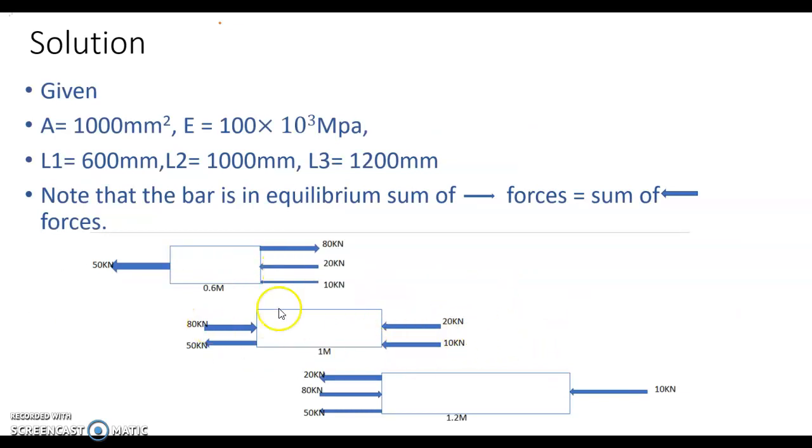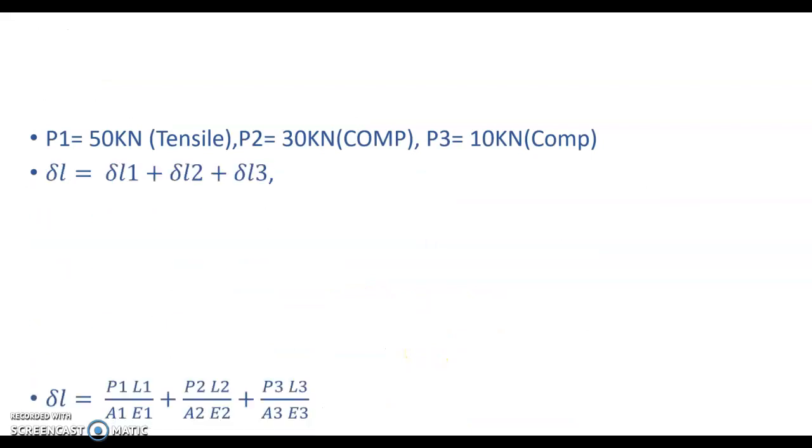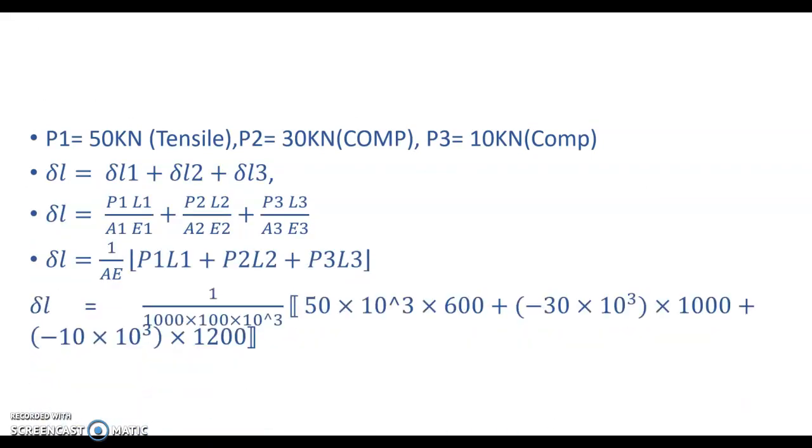So 80 minus 50, that becomes, it is in compression we will get. Okay, it is in compression direction. So definitely it is negative. And 10 also we will get as minus 10. So we need to use that minus 10 sign. Okay, P2 into L2 we did it, minus 10 into 10 to the power 3 into 1200. Like that you are able to solve this delta L.